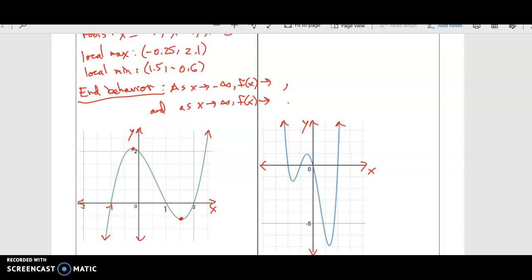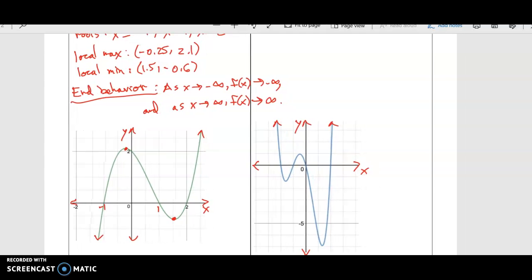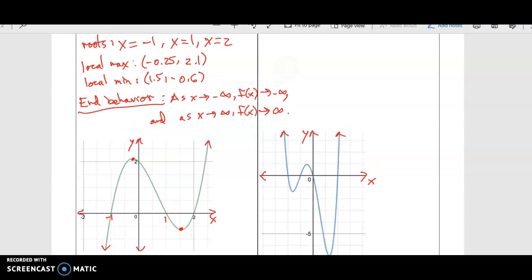So let's talk about the left side first. As x approaches negative infinity, so we're going way out here to the left, what's y doing? It's going way down. So we're going to say negative infinity in here. On the right-hand side, as x approaches infinity, as we go way over here to the right, what is f of x doing? Y is going up. So we're going to say infinity there. All right, do this one as well. If it lets me slide it over.